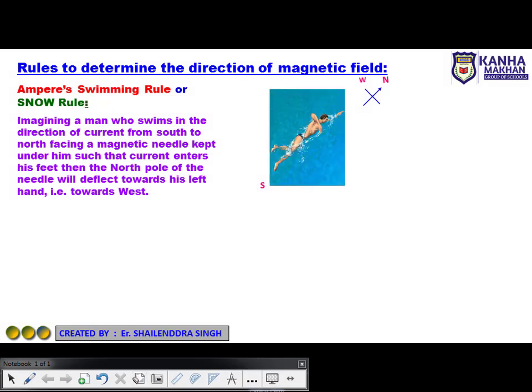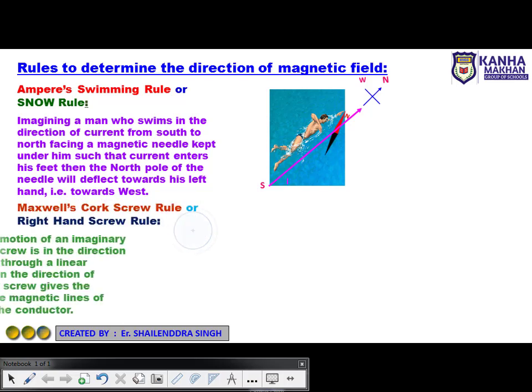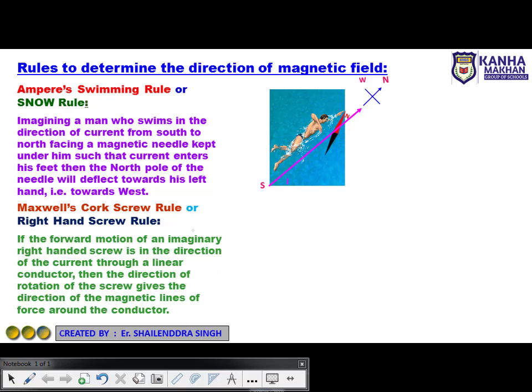Just see on the board, a person who is swimming, and here north and south directions are given. You know very well, the direction of swimming is from south to north. Current is flowing along that particular direction, and you are observing that during that swimming condition, the north pole of the magnet is drifted towards the left hand of the swimmer. This can also be observed with the help of another rule, which is also known as the Maxwell corkscrew rule or the right hand screw rule.